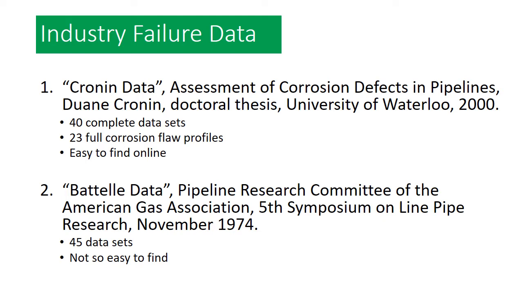Now, if you look through that doctoral thesis, you'll find that he has 40 complete data sets where he's done some corrosion flaw testing in the lab. What's really good about this data set is that he has 23 full corrosion flaw profiles, which means that we can do a little bit of a refinement of our various calculations. If anybody's interested in trying to do an analysis like this, it's pretty easy to find that Cronin data online. If you just do a Google search on Dwayne Cronin and University of Waterloo, it pops up pretty quickly. So it gives you a good opportunity to take a look at some of the industry data and get a sense of how things play out.